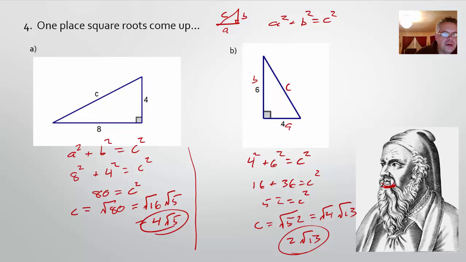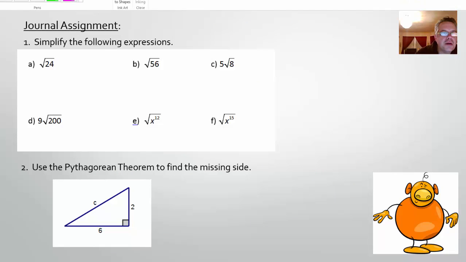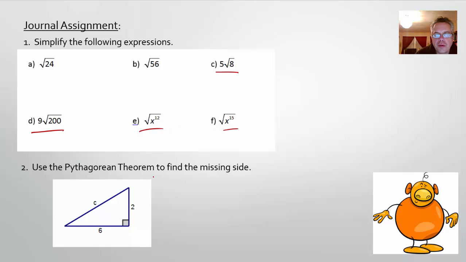Time for the journal. Here you go. The first problems are like the examples. The first two, just simplify those. These are like the second group of examples we did. They got a number in front, so that's no problem. And these are variable ones.